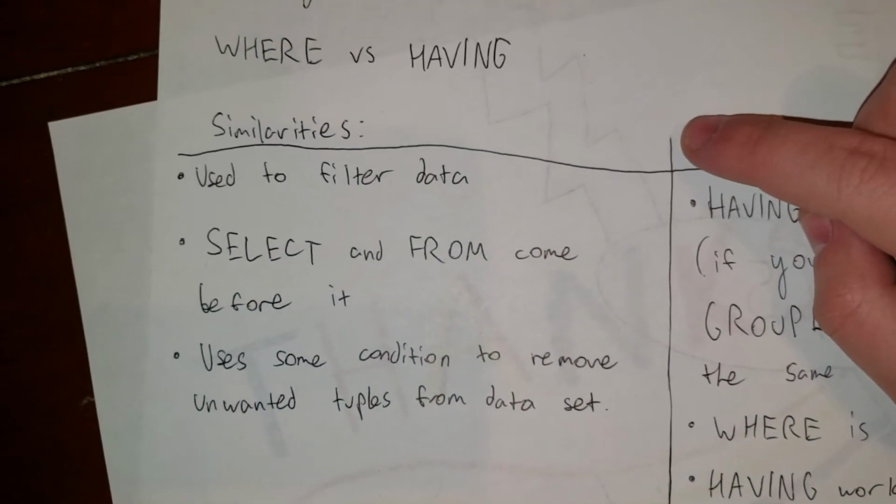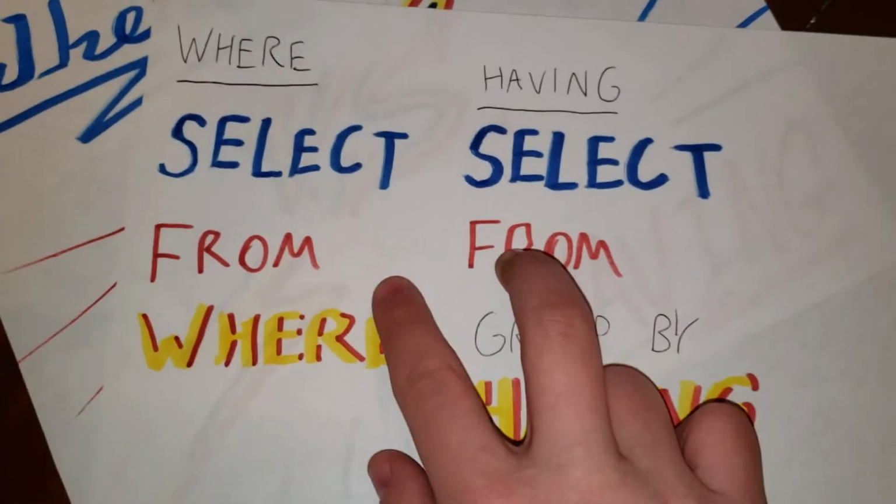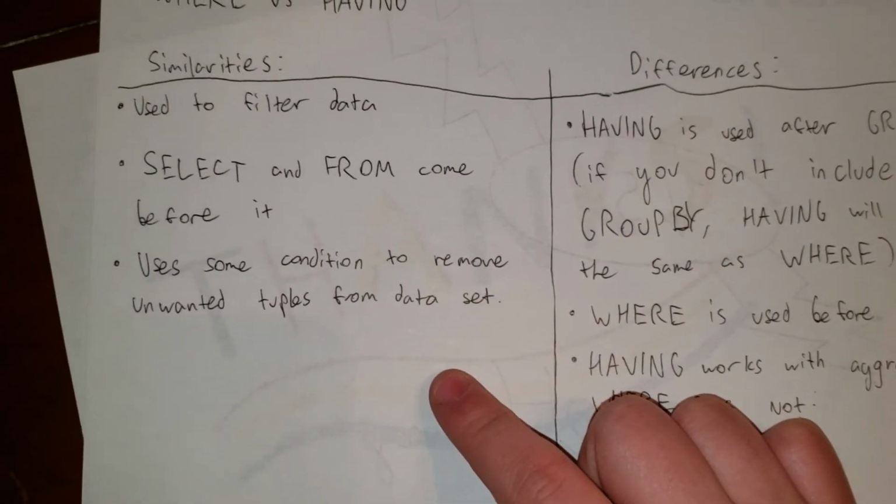Alright, so in summary, we have where versus having, the similarities between them. They're both used to filter data. They both have select and from, if you remember from here, select and from at the start. And they use some condition to remove unwanted tuples from the data set.